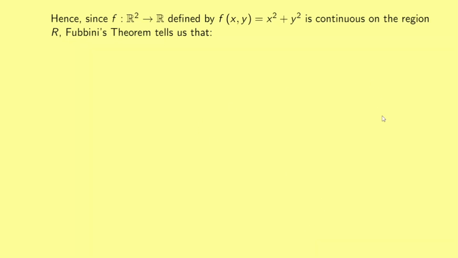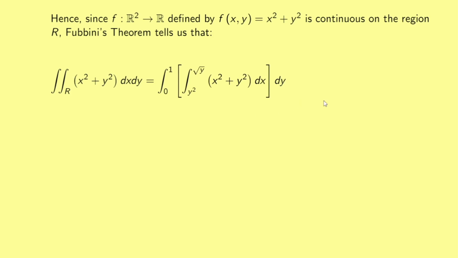Since the function x squared plus y squared is continuous in the whole space R2, in particular it's continuous in the region R, and the integral we want to calculate can be written as this iterated integral, where y goes from 0 to 1 and x varies from y squared to the square root of y. Now we make calculations.